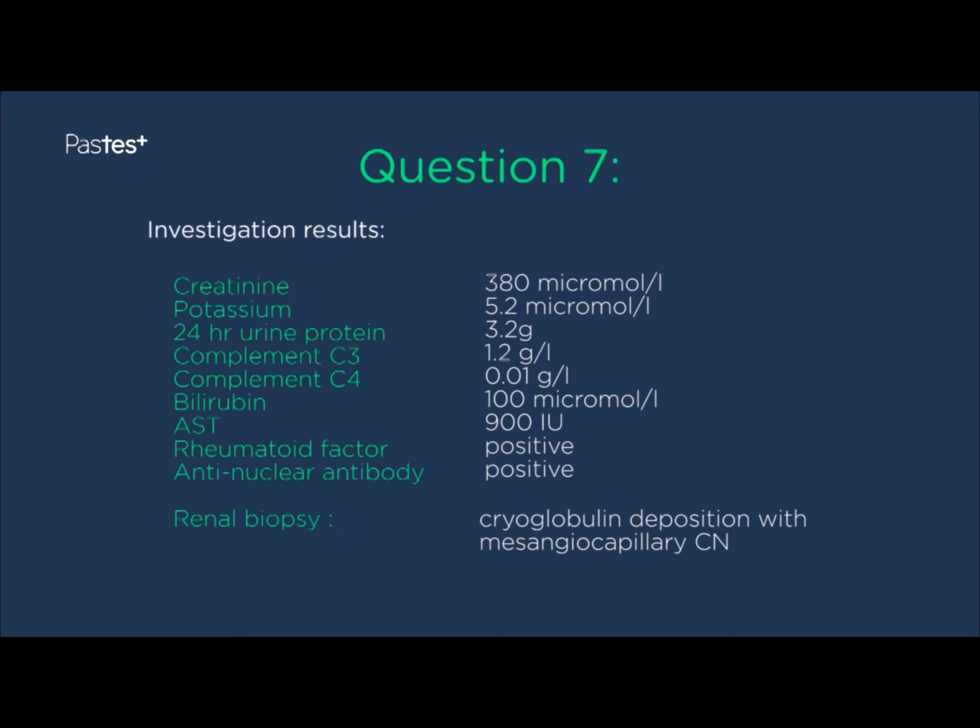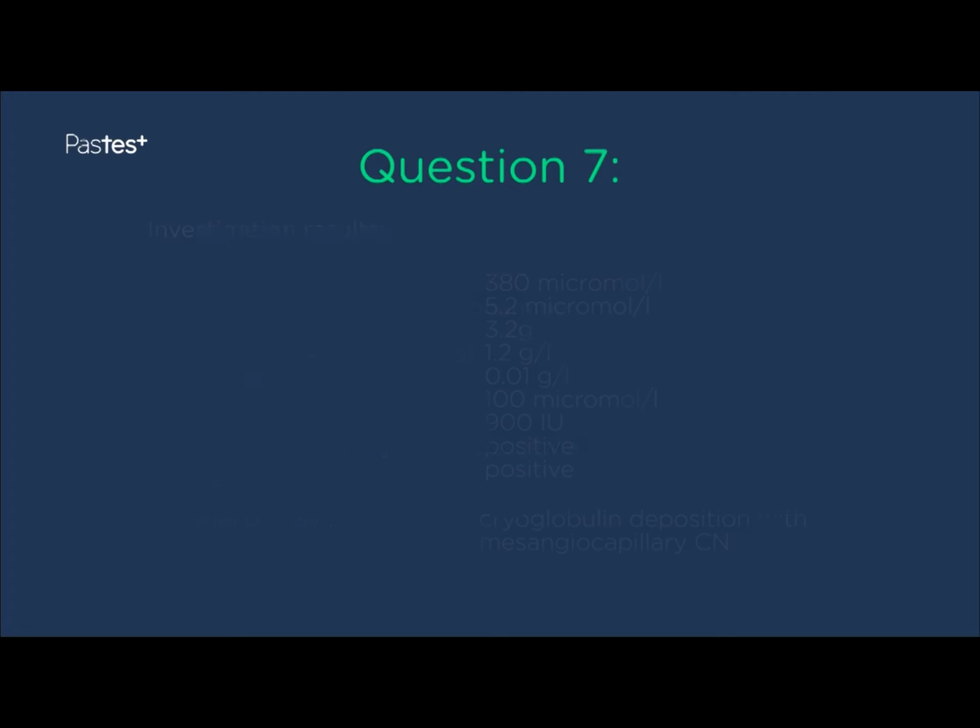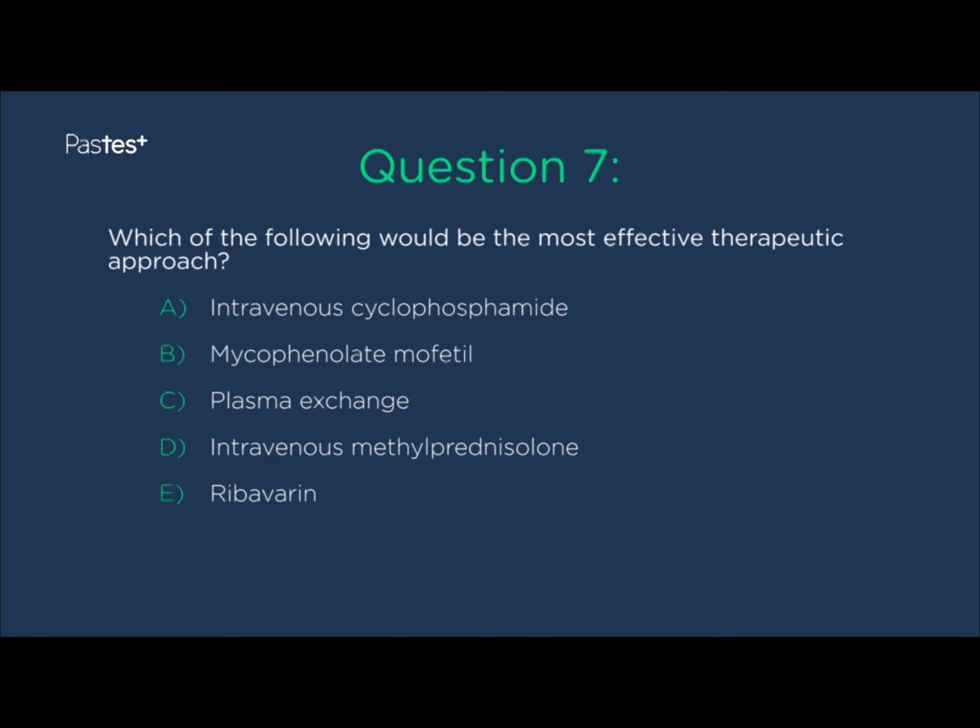Rheumatoid factor is positive, as is the ANF, and on renal biopsy, not surprisingly, we see cryoglobulin deposition and a mesangiocapillary glomerulonephritis. So in this situation, which one of the following would be the most effective therapeutic approach?